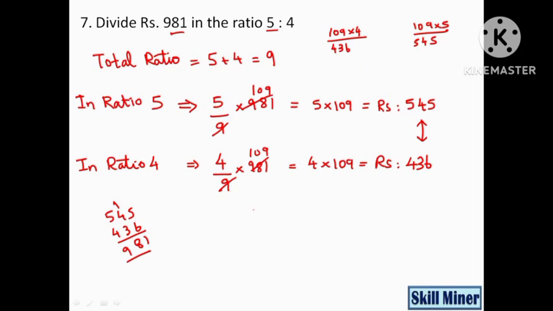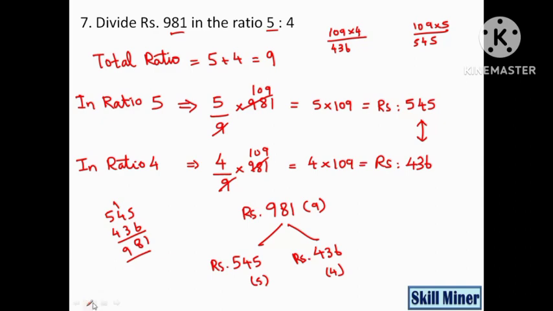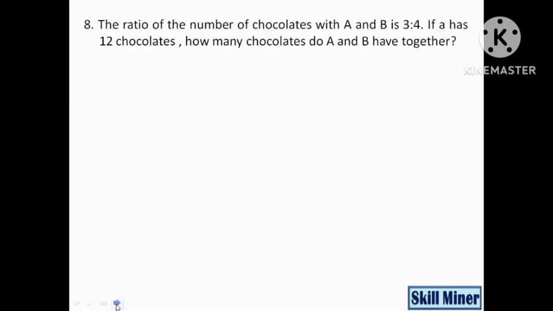So the amount 981 is divided in the ratio 5:4 as 545 and 436. 9 is the whole ratio, 5 and 4 is the divided ratio. Okay, these are the amounts. Now we can move to the next problem.